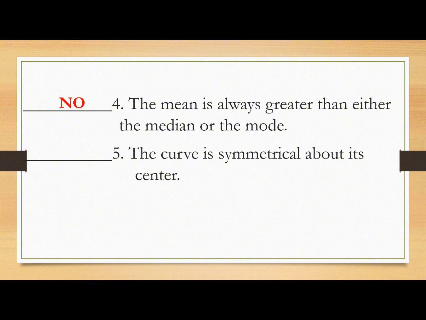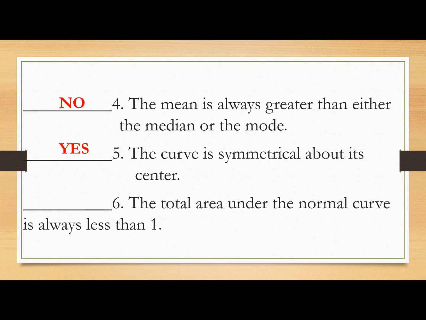Is it true or not true? Yeah, very good. This is a correct statement. E paano naman tong number 6? The total area under the normal curve is always less than 1. Correct or not? Okay, this is not correct. Bakit? The total area under the normal curve is always 1 or 100%. Diba? Pag nagkamali pa naman kayo dito, patay kayo sa akin.